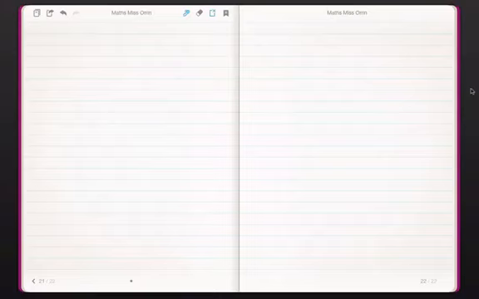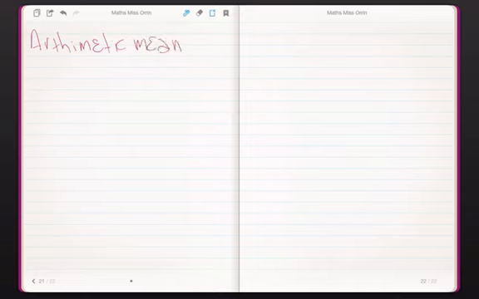Okay, year 11s, let's do some more stuff. So this time we're going to talk about the arithmetic mean, okay? Arithmetic mean. I should really write neater on this thing, but I find it hard. Okay, so the arithmetic mean.